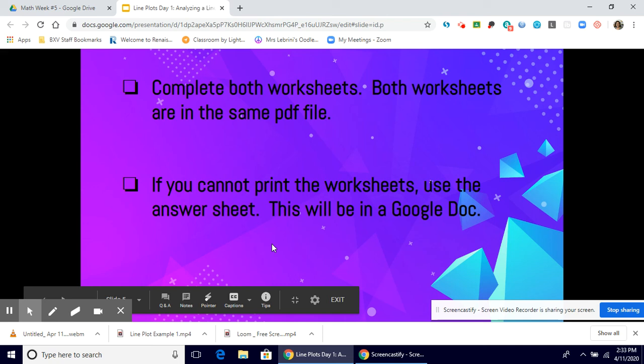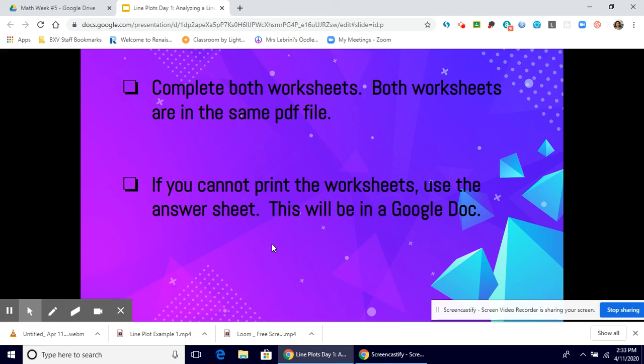Finally, what you're going to be doing today, you're going to be completing 2 worksheets. Both worksheets are actually in the same PDF file, so you will not see 2 separate files. If you cannot print the worksheets, that's totally fine. You're also going to have an attached answer sheet that you can type your answers in, that you can check against the answer key.